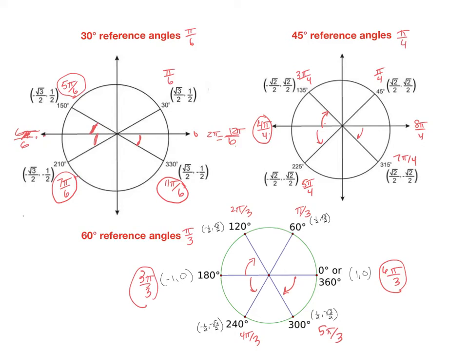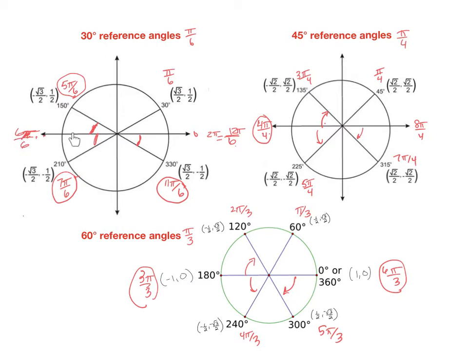And now I'd like to summarize those three families of reference angle triangles on the unit circle. So we have our family of 30-degree reference angles, which also could be the family of pi over 6 reference angles. 30 degrees is pi over 6.